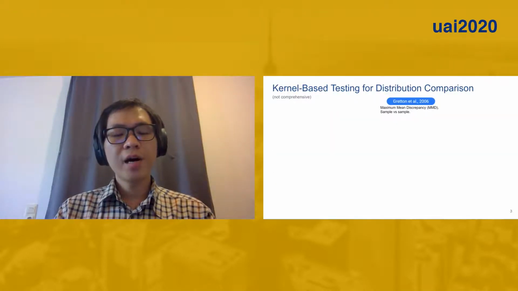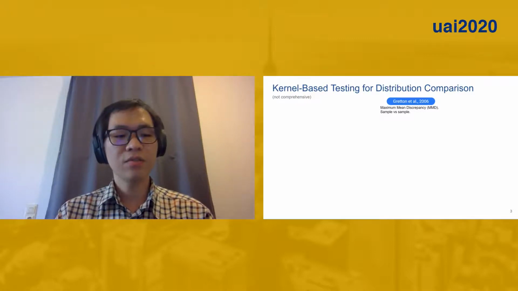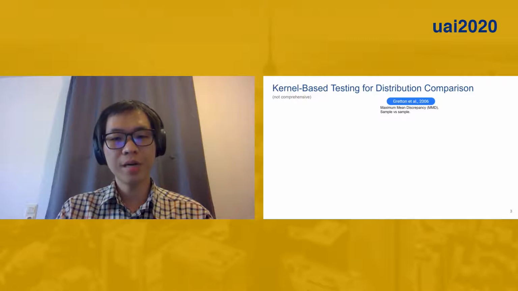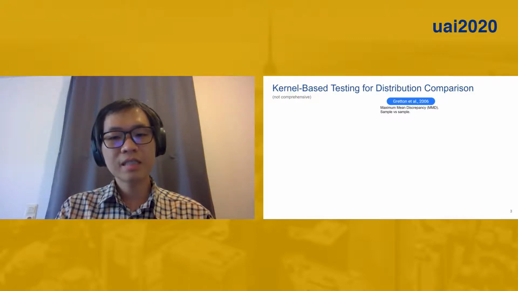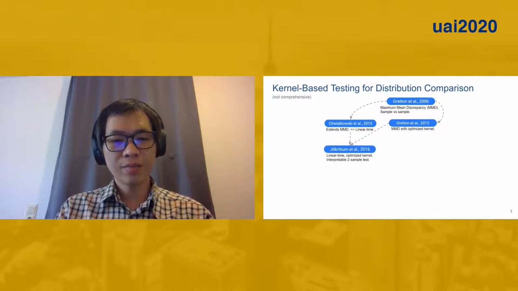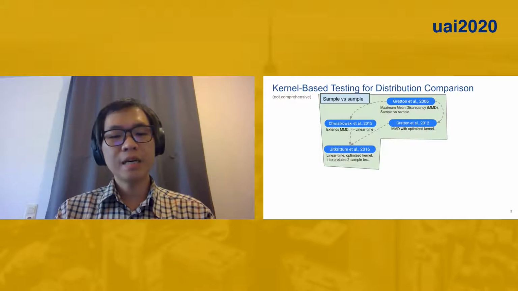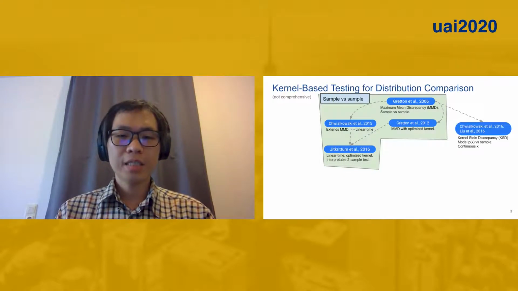Okay, so there are quite several related works on kernel-based testing for distribution comparison. Starting from the work of Gretton and colleagues in 2006, proposing the MMD. And there were several extensions from that time. But all these address the question of comparing sample and sample, right? Two-sample testing.